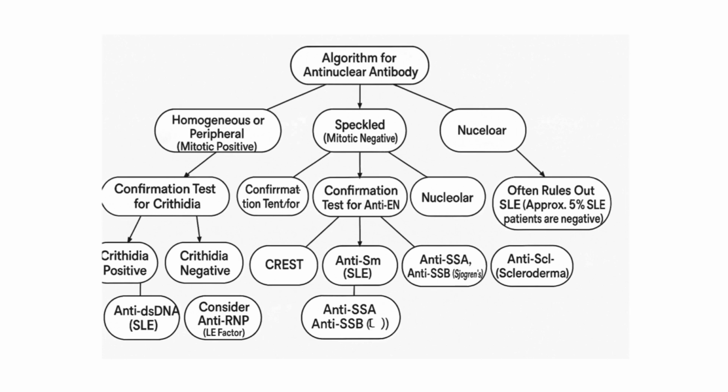If the pattern is nucleolar, it is most often associated with progressive systemic sclerosis, or sometimes Sjogren's syndrome. If the result is negative, this usually rules out SLE, though it's important to note that about 5% of SLE patients can still test negative. This structured flow allows clinicians to interpret ANA patterns step by step, moving from broad screening to more specific confirmatory tests, ensuring accurate autoimmune disease diagnosis.